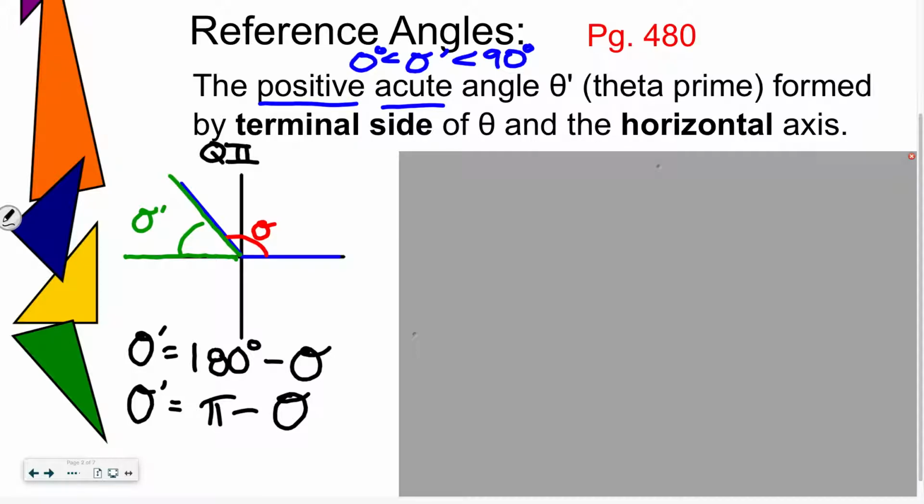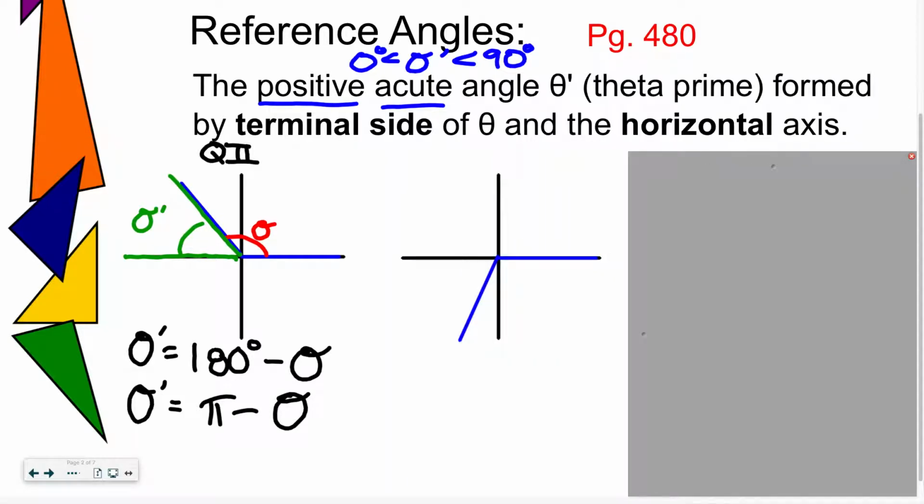Okay, let's do the same thing, but we're going to move our picture. We're going to put it in quadrant 3. So you can draw your own picture: quadrant plane, terminal side, quadrant 3. I'll label it Q3. I don't mind if you label quadrants with Roman numerals or regular numbers, whatever works best for you.